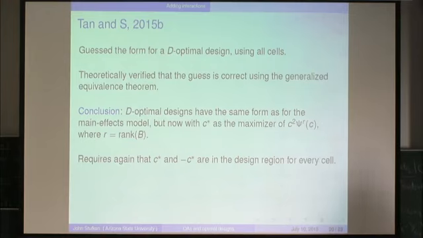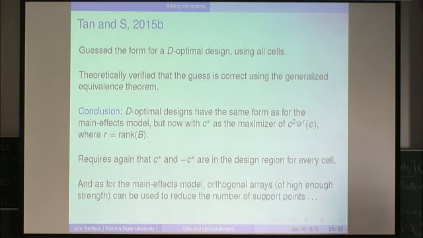So this requires again that C star and minus C star are in the design region for every cell, and otherwise, of course, you can't use this design. And as for the main effects model, orthogonal arrays, but now of higher strength, you can't use strength 2 anymore, can be used to reduce the number of support points.